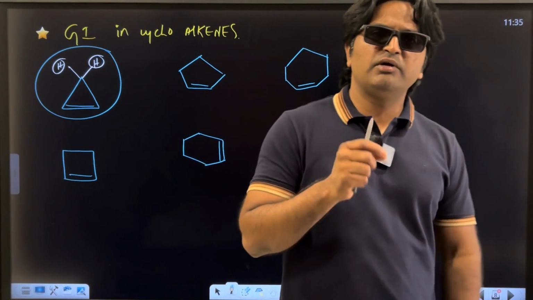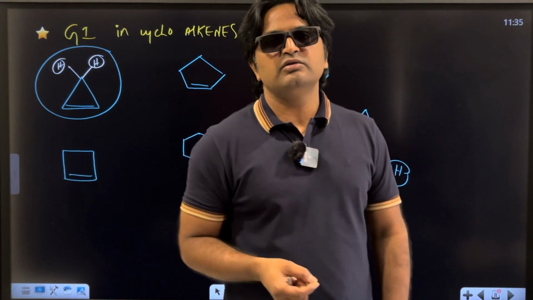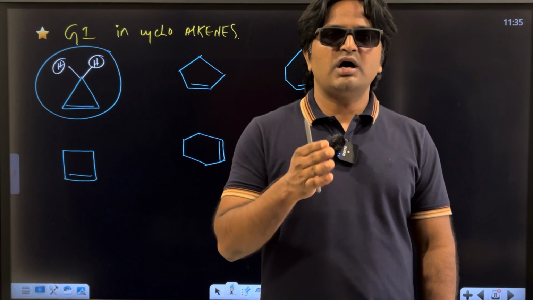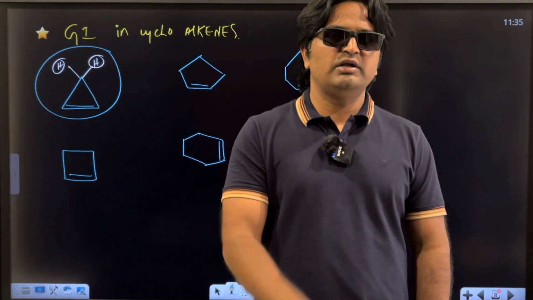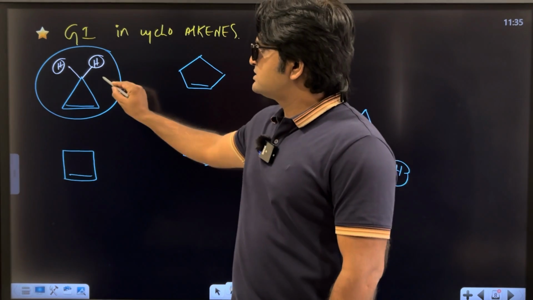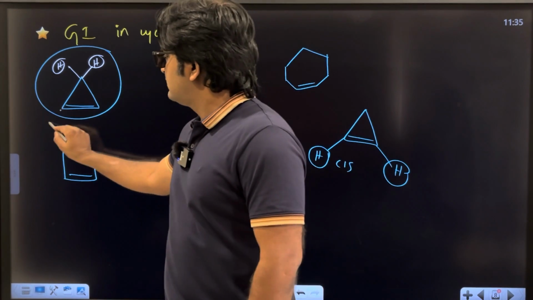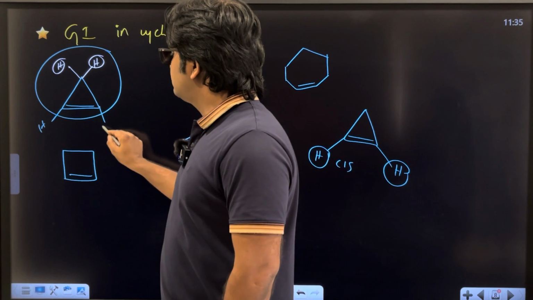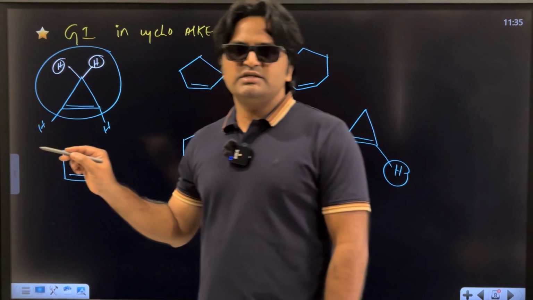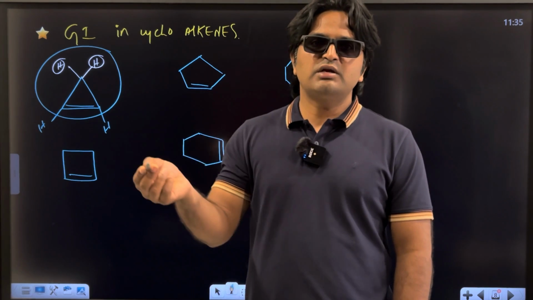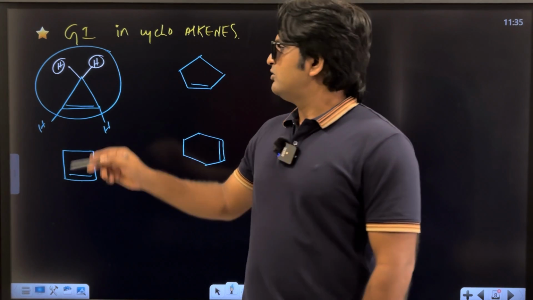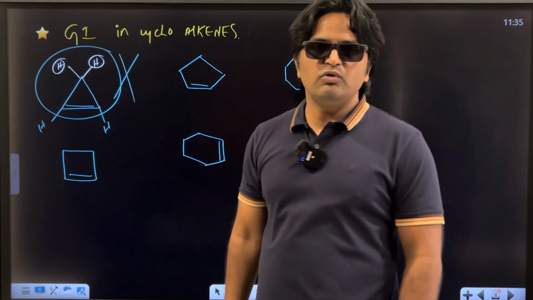Isomers: minimum how many molecules do we require? Minimum 2 molecules. Here it exists in cis form, no problem, hydrogen and hydrogen on the same side. Now we can say that is a cis form, but there is no trans form. It has no other molecule to compare. So here geometrical isomerism is ruled out.